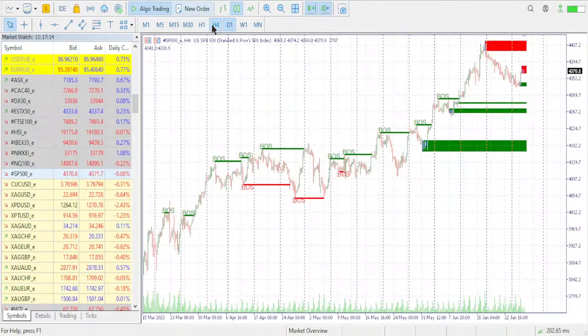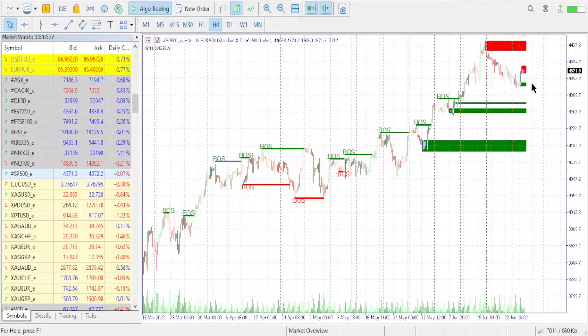We'll check 4 hours. So no doubt 4 hours is also upwards. We have several bullish break of structures, as you can see from this point here. We had a bullish break of structure. We had another bullish break of structure. We have another bullish break of structure. We have another bullish break of structure here. And right now you can see the demand zones are getting higher, which means the price is upwards.